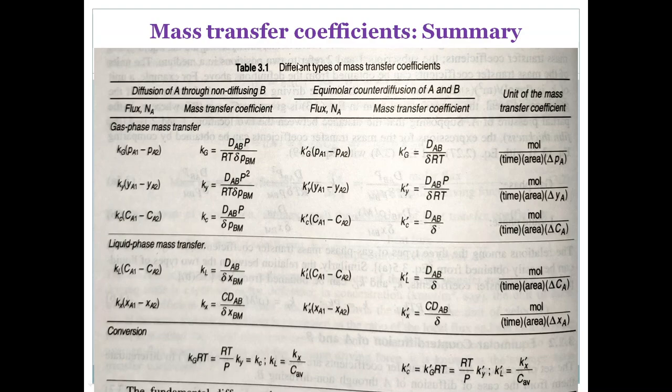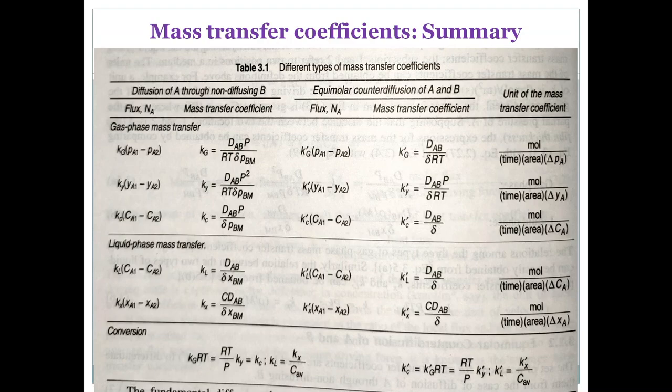Generally, for gas phase, sometimes if it is diffusion of A through non-diffusing B, then the log mean pressure (PBM) comes in, because here the concentration profile is not linear. So that conversion factor comes in, and it is very easy to determine. So the fundamental thing is, if you have this one, then accordingly you can convert the other things. That's why, in this case, DAB by delta is the fundamental. If you know this, the others can be converted.